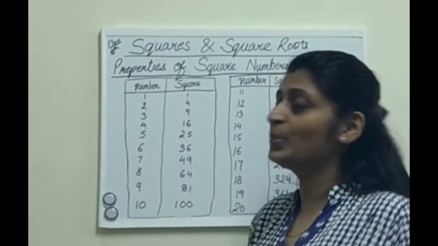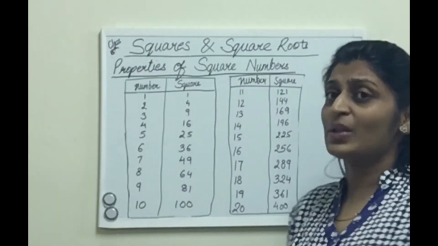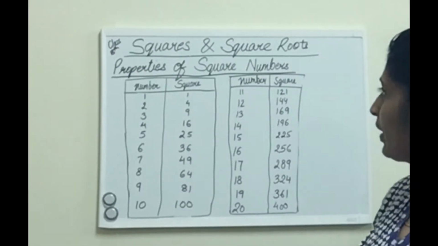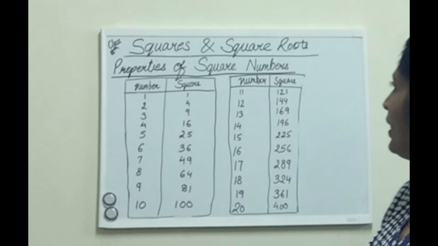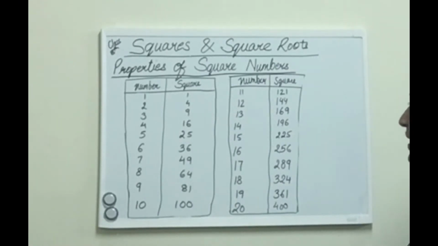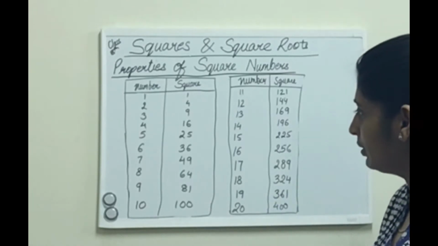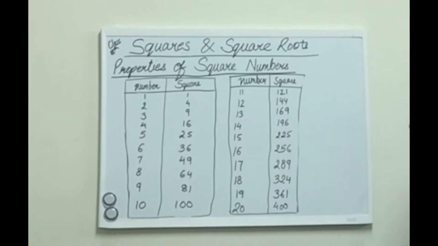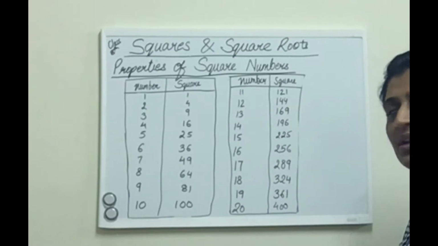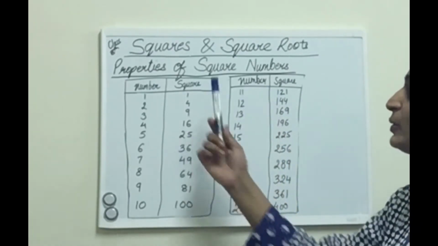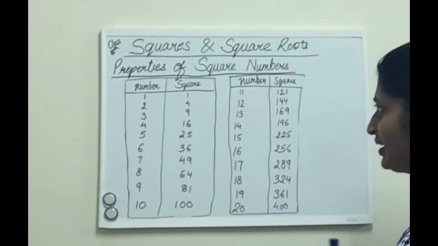We'll today start with the properties of square numbers. As on the board you can see there are squares of numbers from 1 to 20. We together will see the squares of the numbers from 1 to 20.